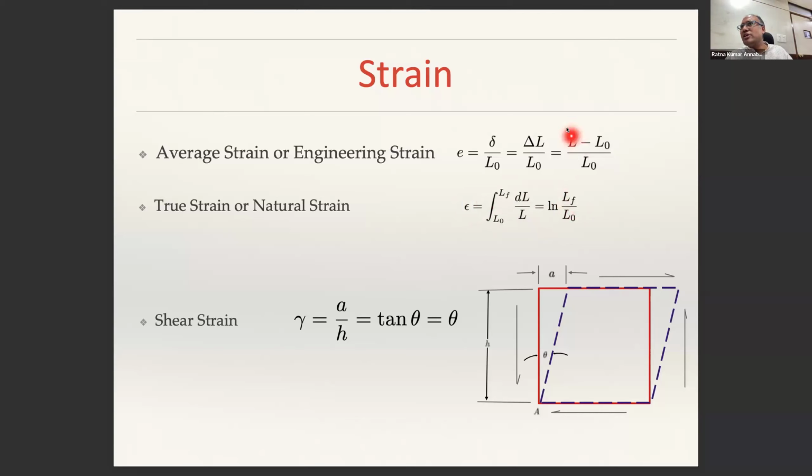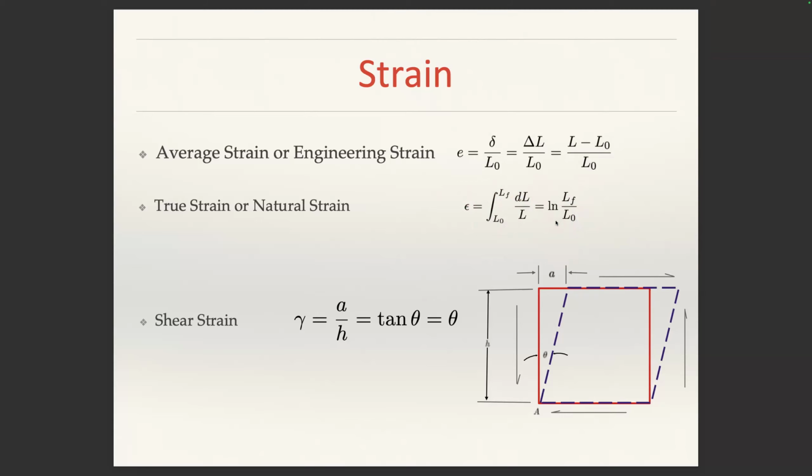LF is final length. So when you are defining engineering strain, the change in length will be the final length minus initial length, right? I could write it as LF minus L naught. So LF minus L naught by L naught is LF by L naught minus 1. So LF by L naught is equal to 1 plus E, right? So LF by L naught is 1 plus engineering strain. So in this equation for true strain, epsilon is equal to natural log LF by L naught, it can be replaced by 1 plus E. That is how the true strain and engineering strain are related.